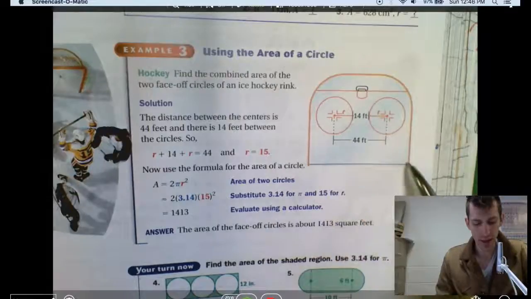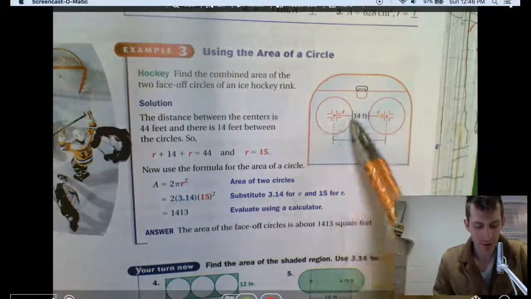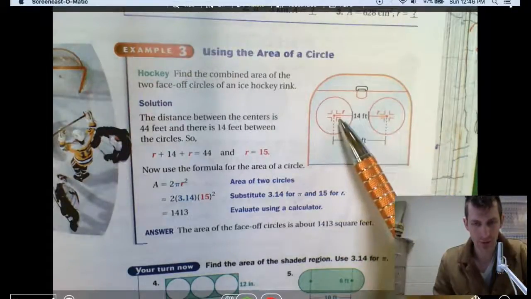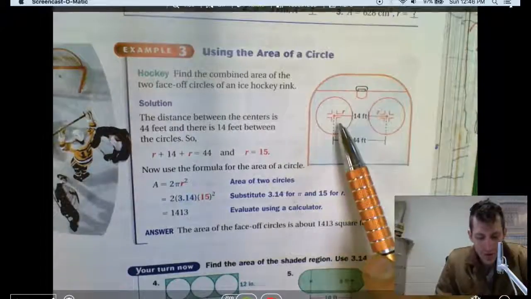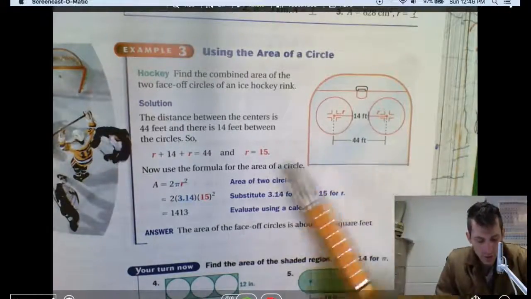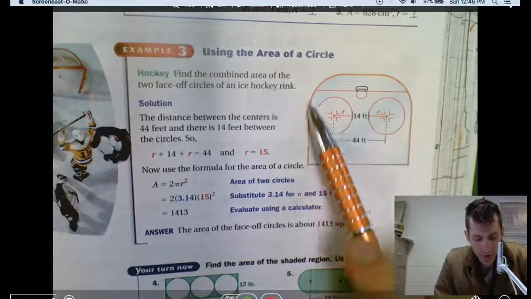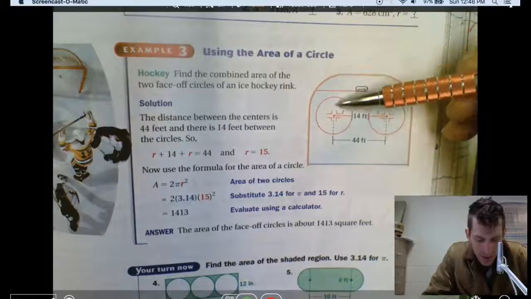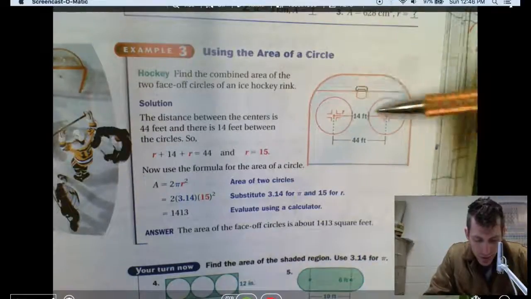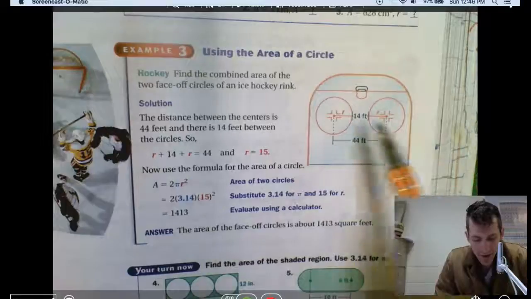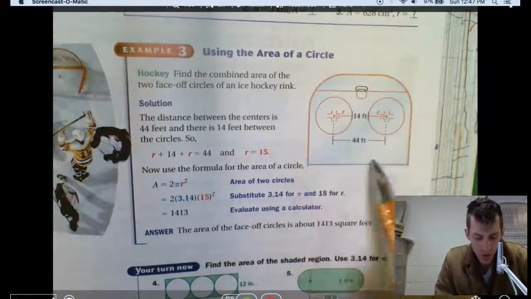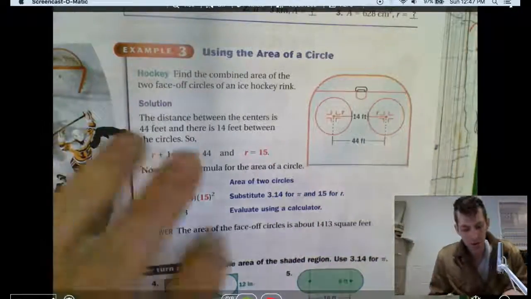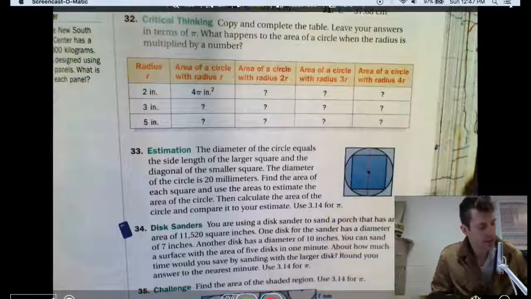Now what's kind of cool is, what if they asked you to find the area of this rink without these circles? What's the area of everything else besides these two circles? Well, that'd be interesting, because then you'd have to figure out the area of these two circles, which is this, and you'd have to figure out the area of this whole thing. So you can maybe divide that into quarter circles and then rectangles here and whatnot, and find the area of the whole thing, and then subtract the area of the two circles out. So hopefully they give you some kind of fun problem like that today, huh?